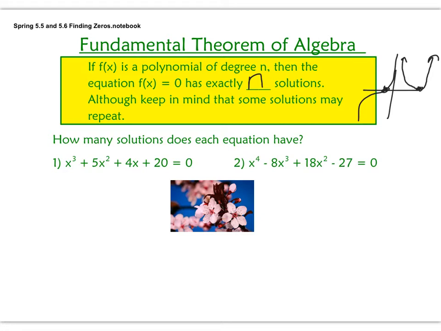So again, what does the fundamental theorem of algebra mean? Let's take a look at the example. How many solutions does each equation have? So for number 1, we know that the highest exponent means that this has 3 answers, right? That's something we've known for a long time. That's the fundamental theorem of algebra. Whatever the highest exponent is, whatever the degree of that polynomial is, that's how many answers. So if we look at number 2, how many answers will that one have, or how many zeros? Well, it's going to have 4. It will have 4 answers.